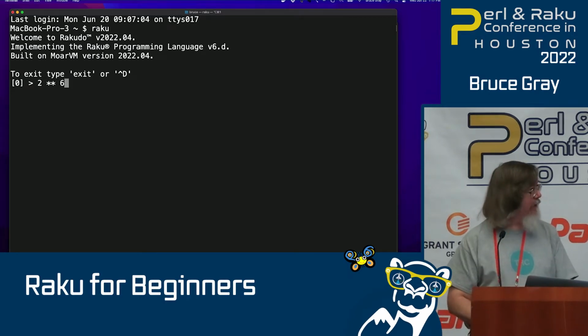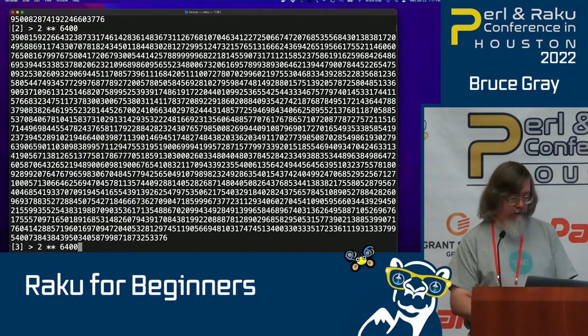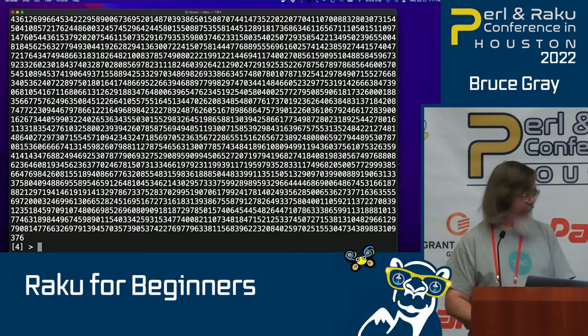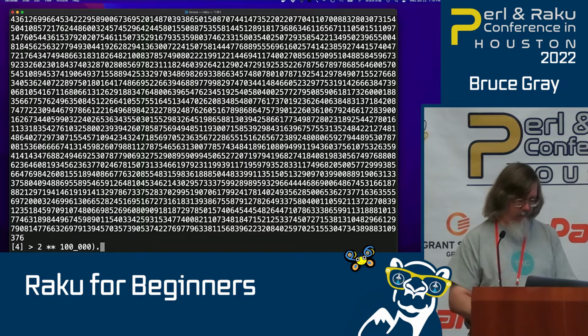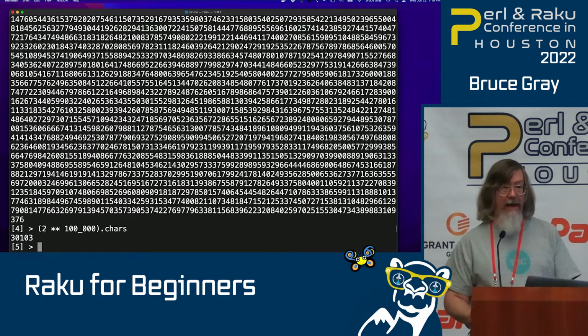We know this is a 64-bit machine, so we ought to be able to handle 2 to the 64. How about 2 to the 640? Ooh, how about 2 to the 6400? How about, let's just make it an even 100,000. Oh, I float off the screen. It was a 30,000 digit number, that fast.